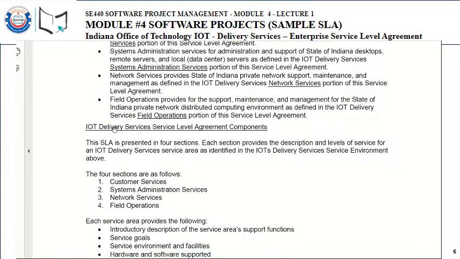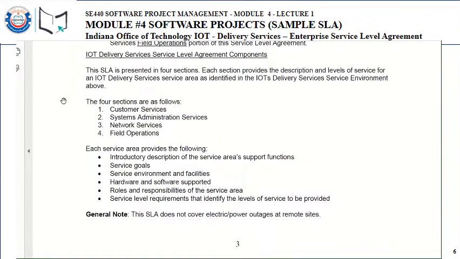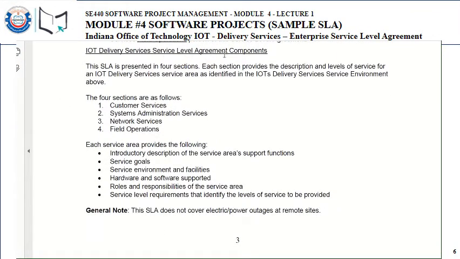Here, what are the service level agreement components? They have four components: customer services, system administration services, as we indicated earlier, network services, and then field operation services. So these are the components of the service level agreement.